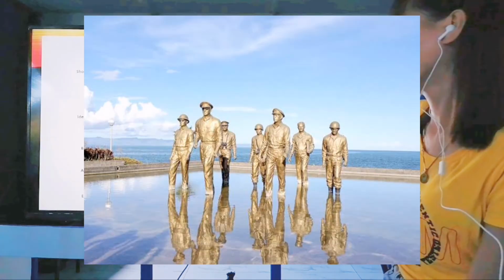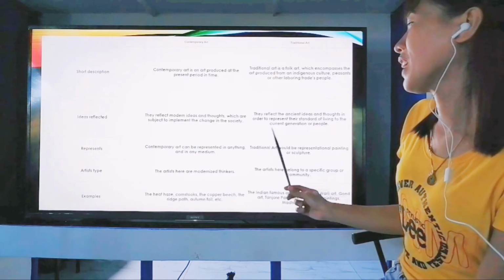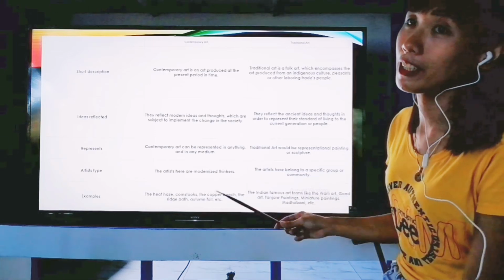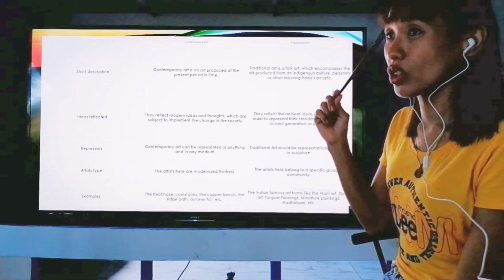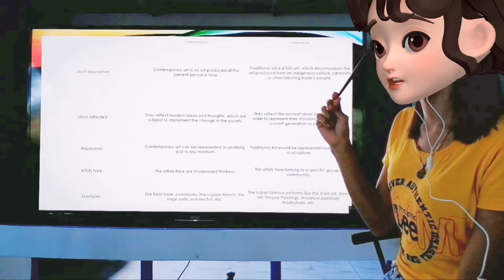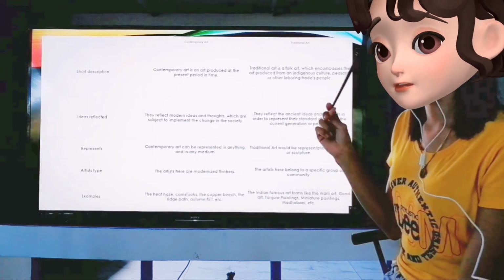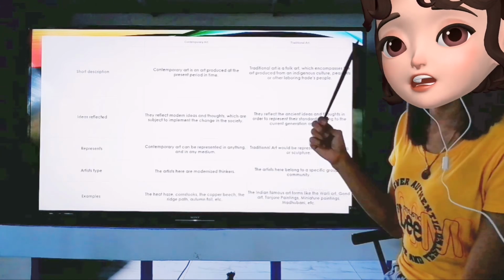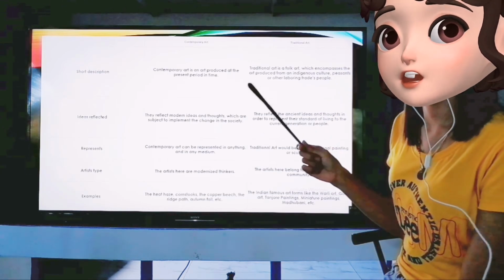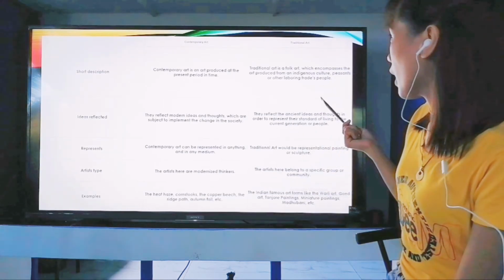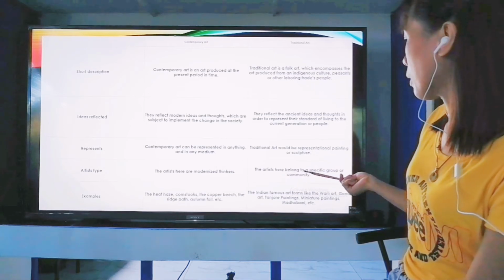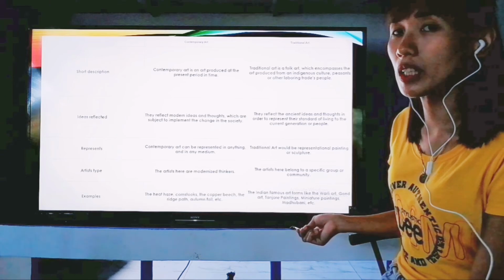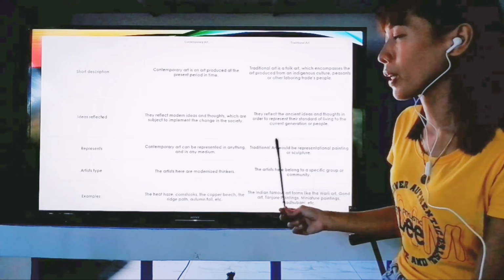MacArthur's Leyte. An artist's type in contemporary art, the artists here are modernized thinkers. Whatever they see as beautiful, they do it. They don't care how. As long as what they want is accomplished. In traditional art, the artist here belongs to a specific group or community. He follows the norms and practices of his community.